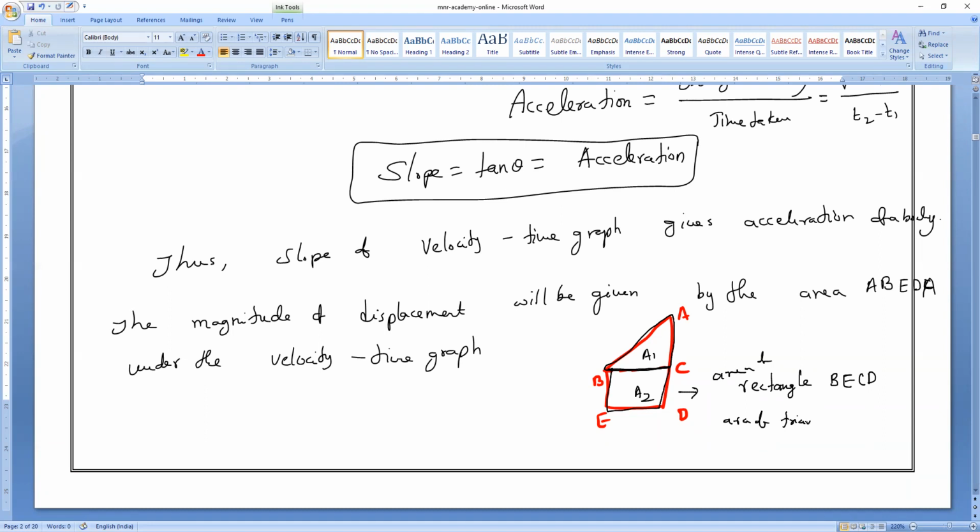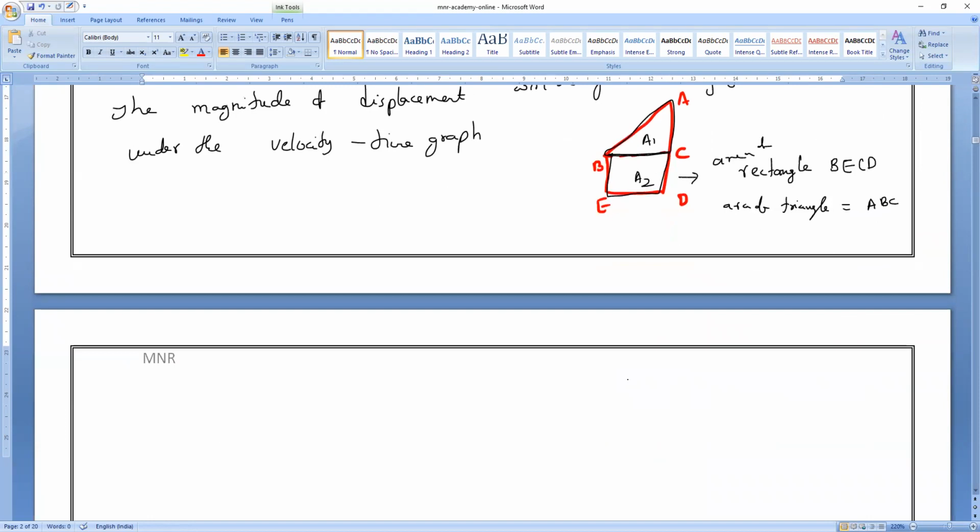Can you tell me the area of a triangle? What is the name of the triangle? ABC, area of a triangle. Correct or not? So the magnitude of displacement is equal to the area A, B, E, D, A under the graph. Some people are making noise, please mute yourself. That is the area of a trapezium. It is a trapezium.